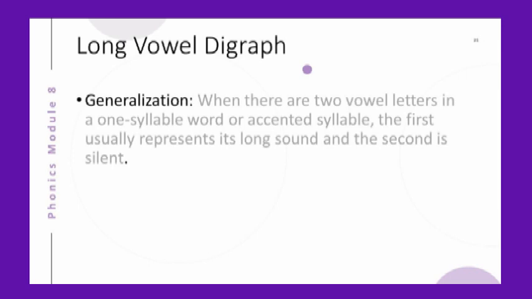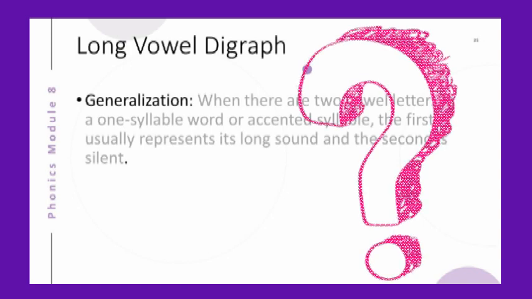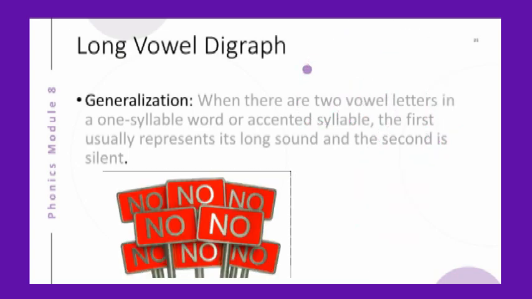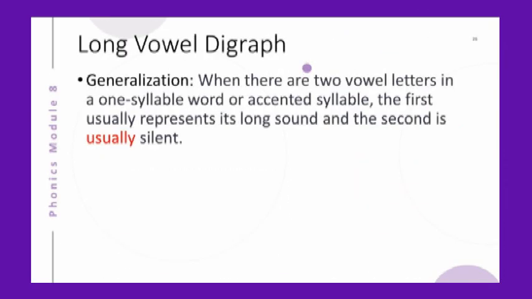If the only exception to the first vowel long generalization were diphthongs and double O digraphs, we might consider them phonemes represented by single letters, because in each case only one of the letters is sounded. Can we depend on the first vowel long generalization for all but vowel digraphs and double O digraphs? Check out this generalization. When there are two vowel letters in a one-syllable word or accented syllable, the first usually represents its long sound and the second is usually silent.